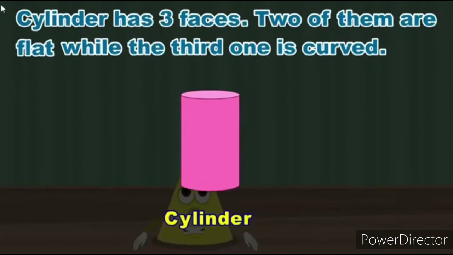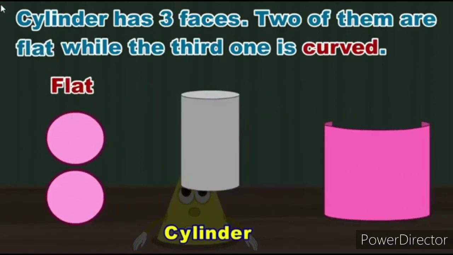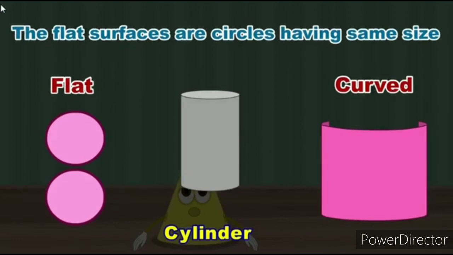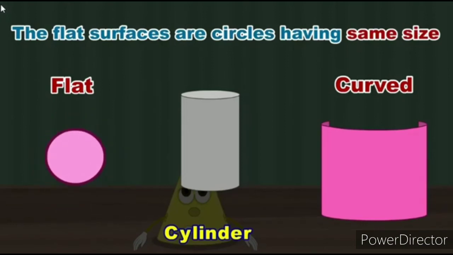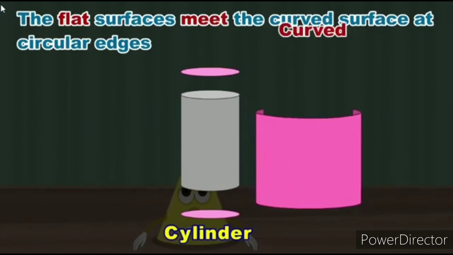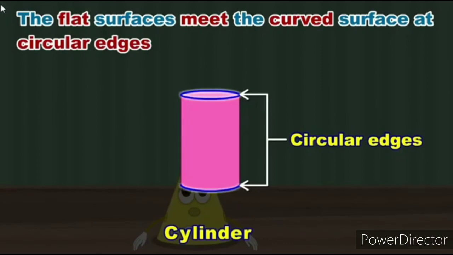Now let us understand about cylinder. Cylinder has 3 faces. How 3 faces? 2 of them are flat faces, top and bottom, and the middle one is the curved face, right? So the flat faces are circles having the same size. And then there is a curved surface, right? So when the flat surface meets the curved surface, it has circular edges.